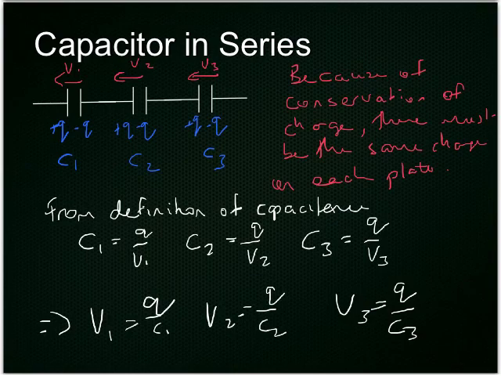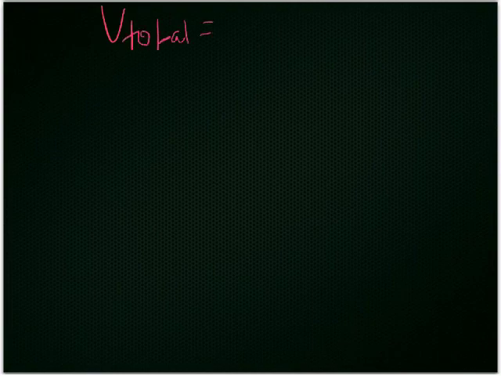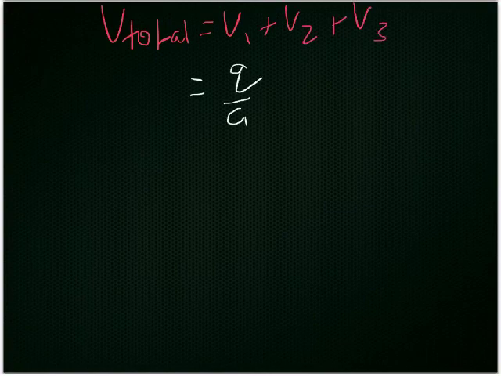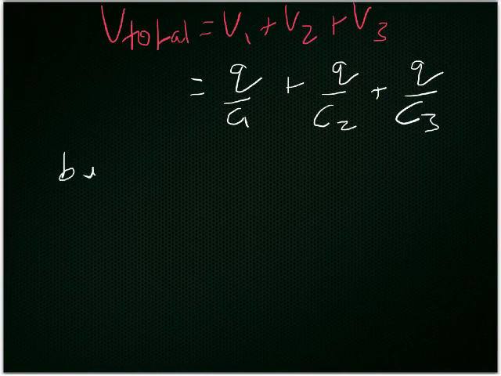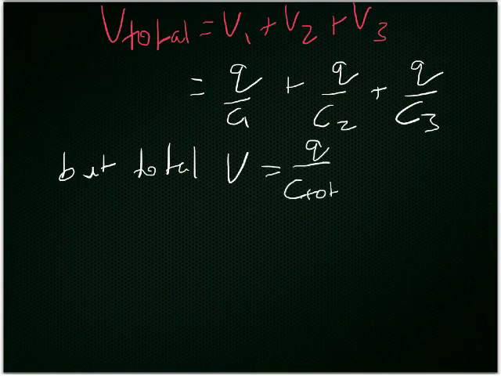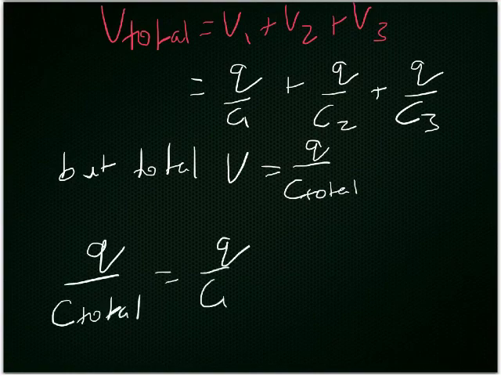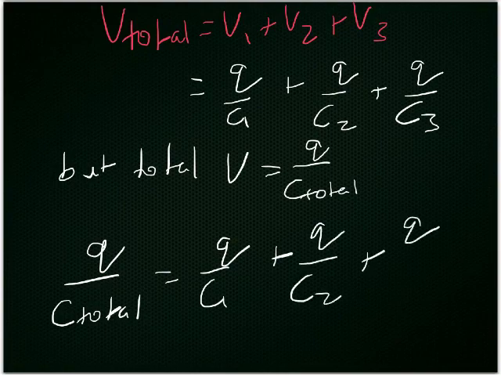Now the total voltage, because it's a series circuit, is just the three voltages added together. So if we add those together, you get the total voltage. So in other words, V total is V1 plus V2 plus V3, which is equal to Q over C1 plus Q over C2 plus Q over C3. But we know that the total voltage is equal to Q over C total. So Q over C total equals Q over C1 plus Q over C2 plus Q over C3.